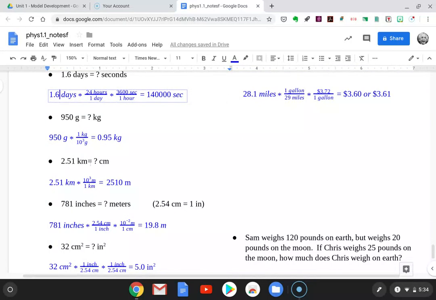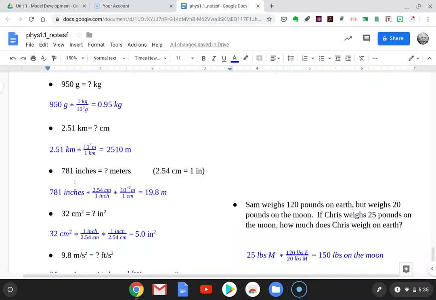2.51 kilometers is equal to how many centimeters? So I take 2.51 times 10 to the third meters over 1 kilometer, and I get 2,510 meters. Again, my kilometers cancel here, and I'm left with meters.